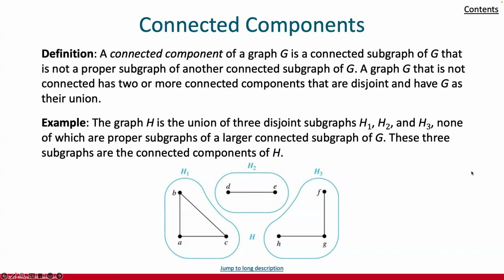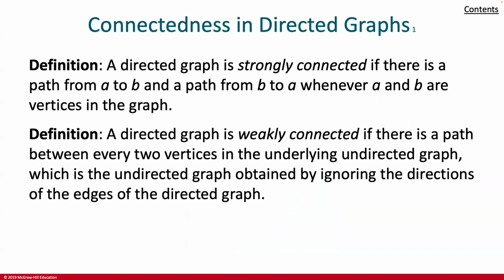So you can walk through that example just to help you to be thinking about that. Here's a couple of definitions for strongly connected and weakly connected. Strongly connected: if there is a path from A to B and a path from B to A. Weakly connected: there is a path between every two vertices in the underlying undirected graph, which is the undirected graph obtained by ignoring the direction of the edges of the directed graph.